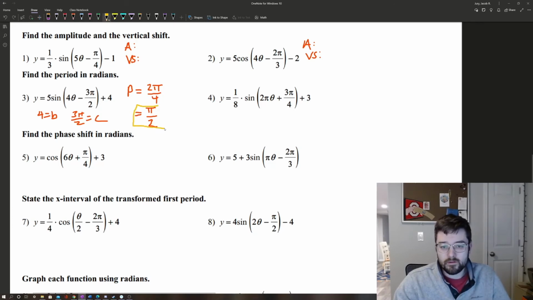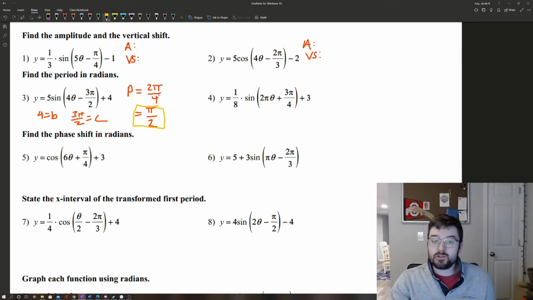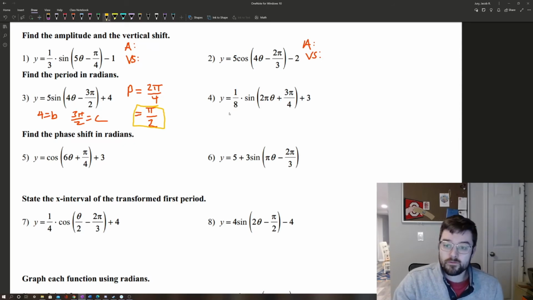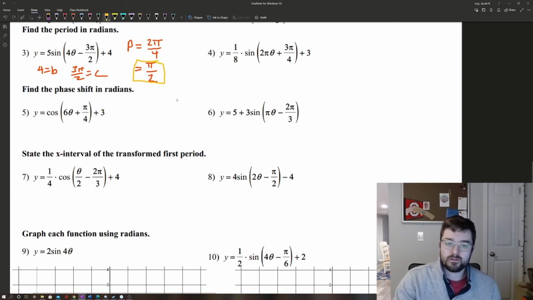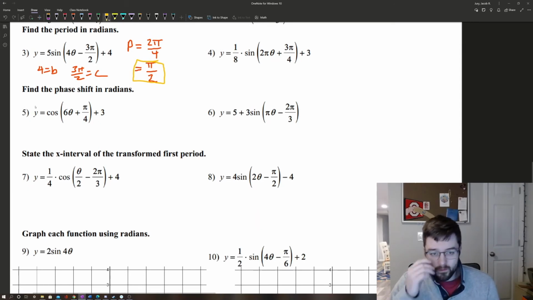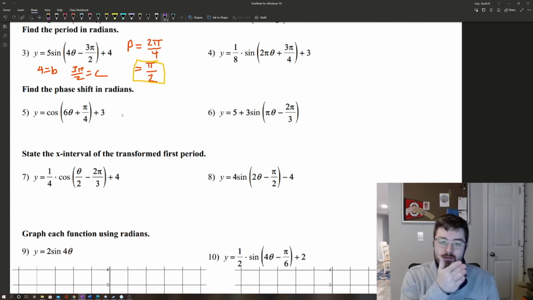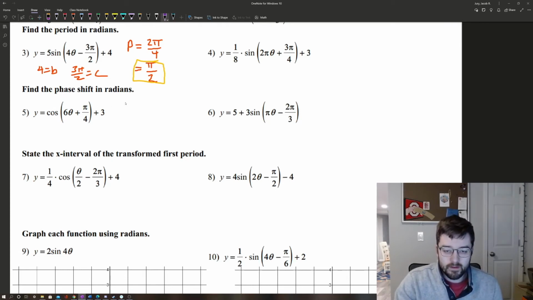So that's number 3, just using 2 pi over b to discover that. If you'd like to try number 4, try finding the period with 2 pi over b, and I'll show you the answers at the end. For the phase shift in radians, that's where we're using c divided by b, because we want to know where does this new first period begin.